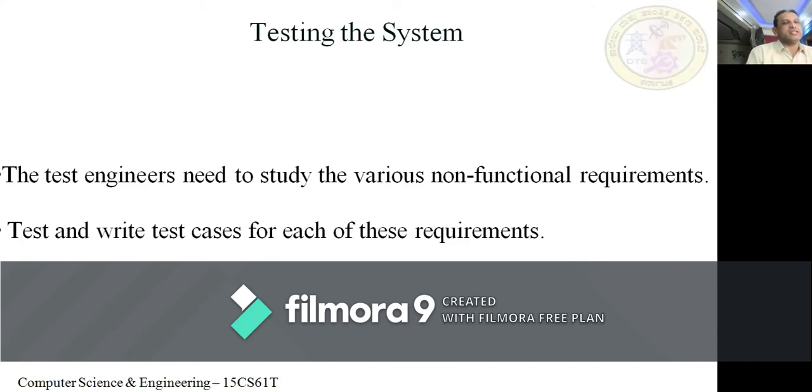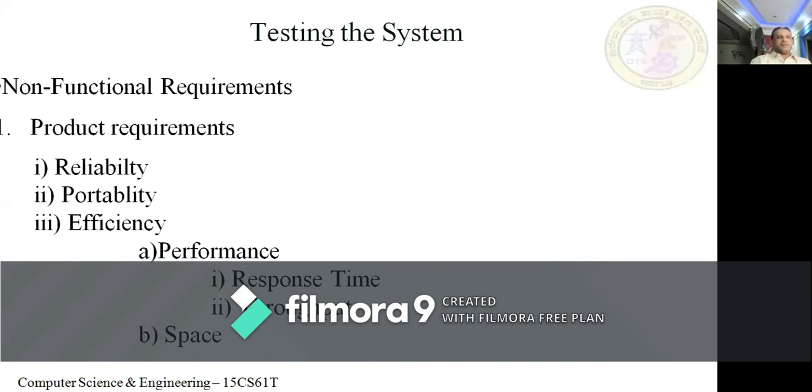Same case here also. The test engineers need to test whichever non-functional requirements are applicable to that project, and they should write the test cases for all these requirements. Which are these? We are going to discuss it here. First we classify them. So the first one is product requirements. Under product requirements, again there are 3: reliability, portability, and efficiency. As I told, all may not be applicable for a particular project. A few, for example, efficiency or reliability, may be applicable. Again, efficiency is classified into 2 types: performance and space.